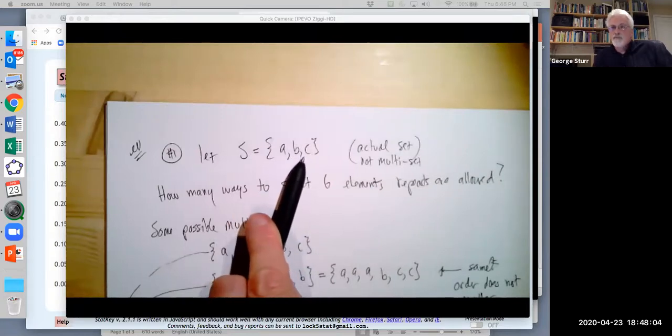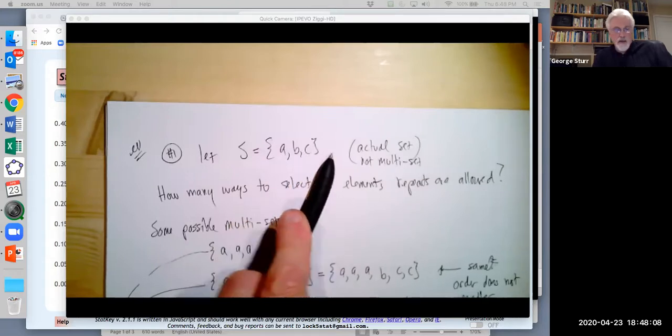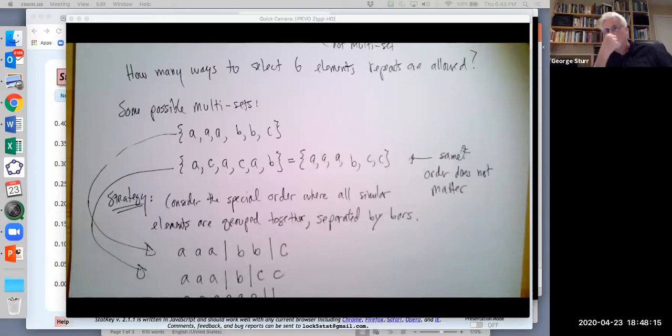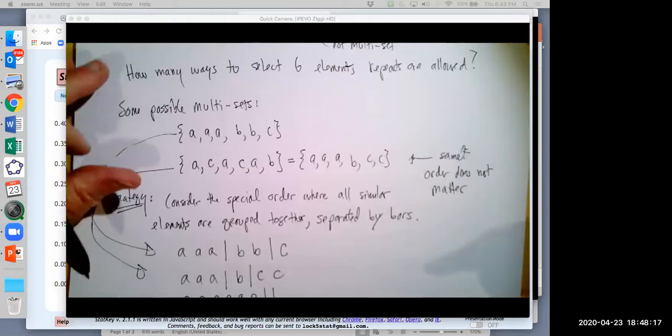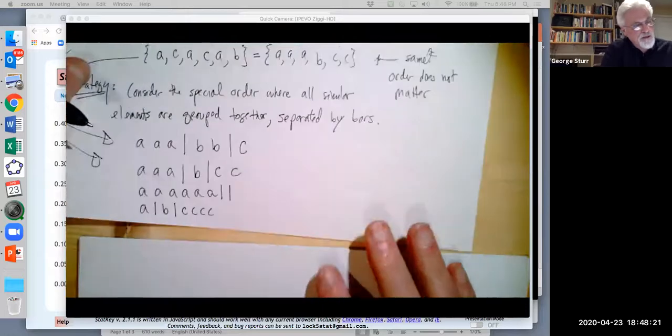A, B, C. What if there'd been A, B, C, D? How many bars would I need then? 3. Okay. 1 less than however many elements in the set I'm pulling from? Mm-hmm. Okay, we're getting somewhere now. We're now going to generalize.